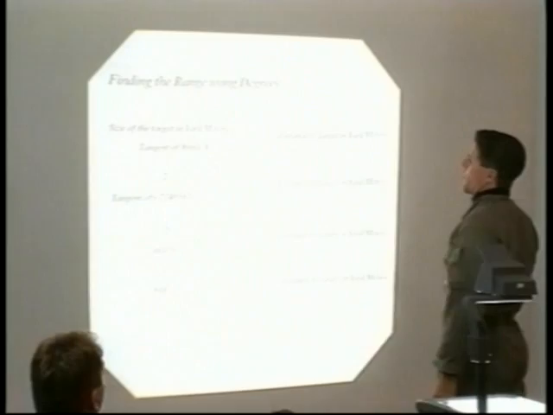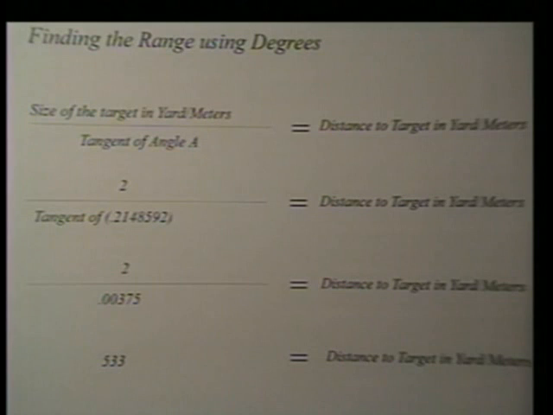Okay, I'm going to go through the more complicated one first and just show you how they interrelate. Let's just say we had a good way of measuring the angle or the size of the target in degrees. There's our formula. We've seen it. Size of the target is a man, 2 yards. We somehow measured the angle, and it came out to 0.2148592. We got real precise.